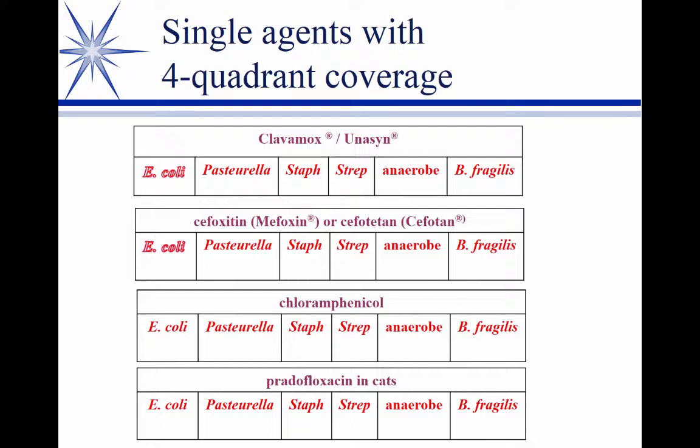Pradofloxacin, remember your regular fluoroquinolones are not four quadrant. You have to add to them. But pradofloxacin is a third generation or extended generation fluoroquinolone that gets streps and anaerobes. So in the cat, it's a good choice. So those are probably the common single agent four quadrant coverage.